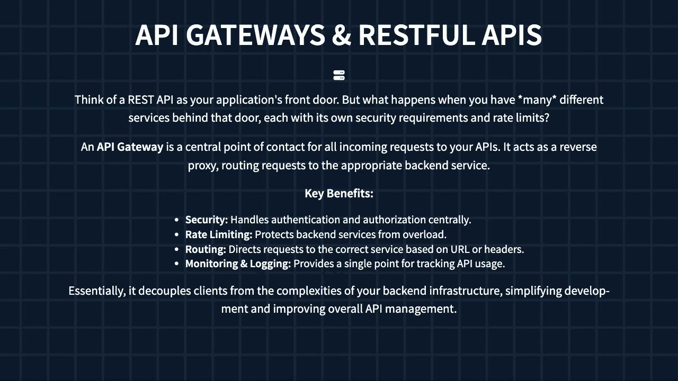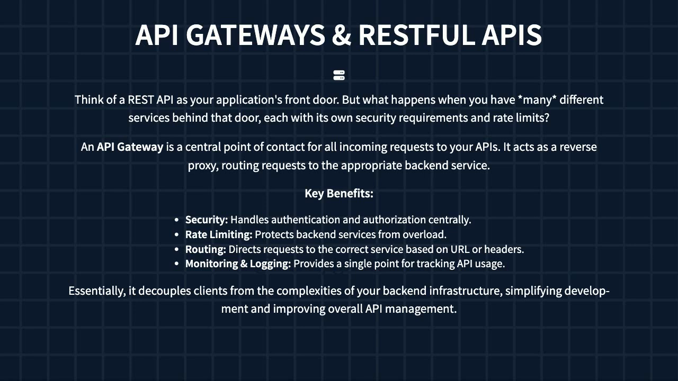Imagine you've built a bunch of different microservices, each one does something specific for your application. Now, all these services need to be accessed by various clients. An API gateway is like the concierge at that building. It takes all incoming requests and figures out where they actually need to go.